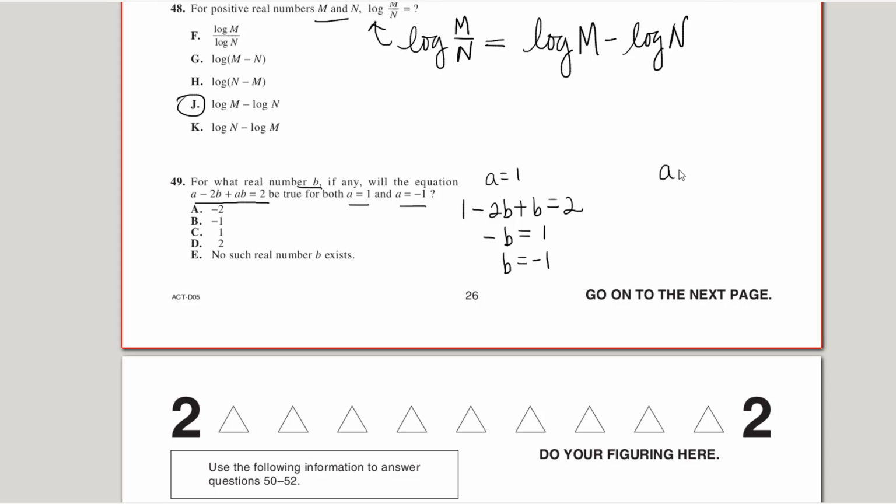Now what happens when a is equal to negative 1? We're going to have a negative 1 minus 2b minus b equals 2. Combine like terms, minus 3b equals, add 1 to both sides, 3. b is equal to negative 1. We have the same value here, so it looks like our value for b is negative 1.